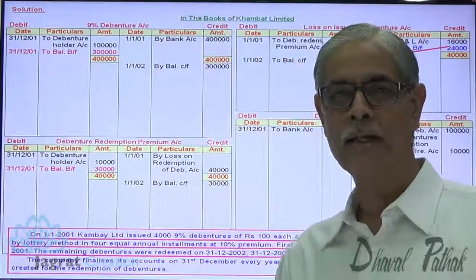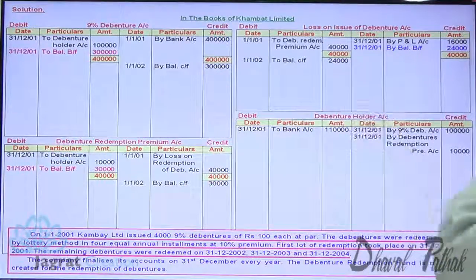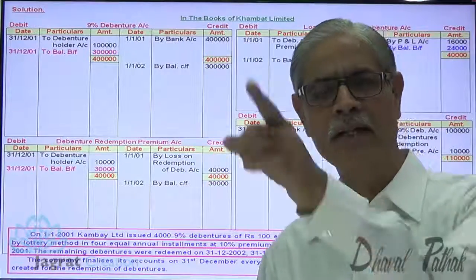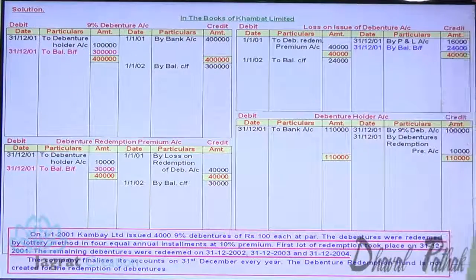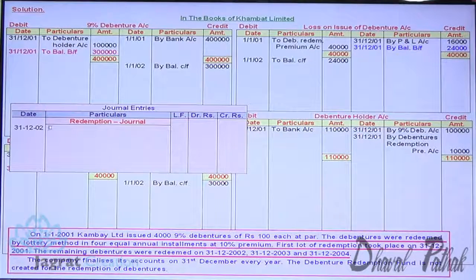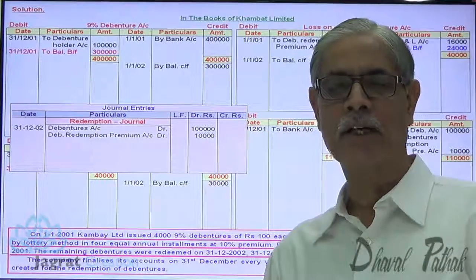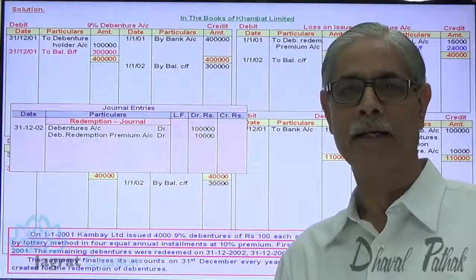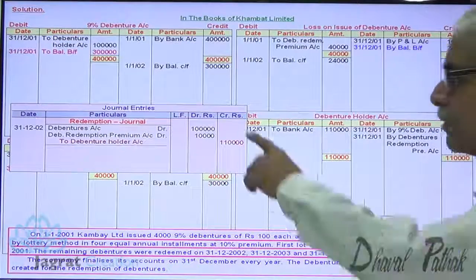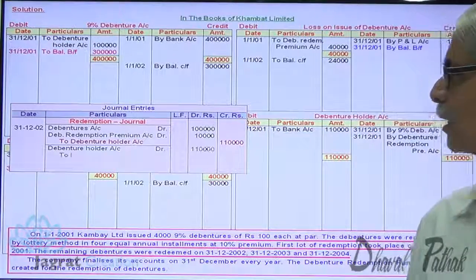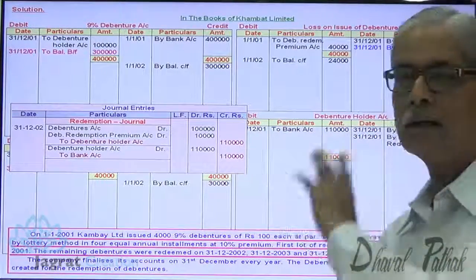Now let me go to the second year. Here the account is closed because both the side totals agree. Now let me go to the next year, second year. In the second year also 1 lakh rupees are redeemed. So what is the entry for that? 1 lakh redeemed. Debentures account debit 1 lakh. Redemption premium liability 10,000 paid. Debenture redemption premium liability account debit 10,000. So to debenture holders account 1 lakh 10,000. Now you have to pay the amount to the debenture holders. Debenture holders account debit to bank account credit 1 lakh 10,000.